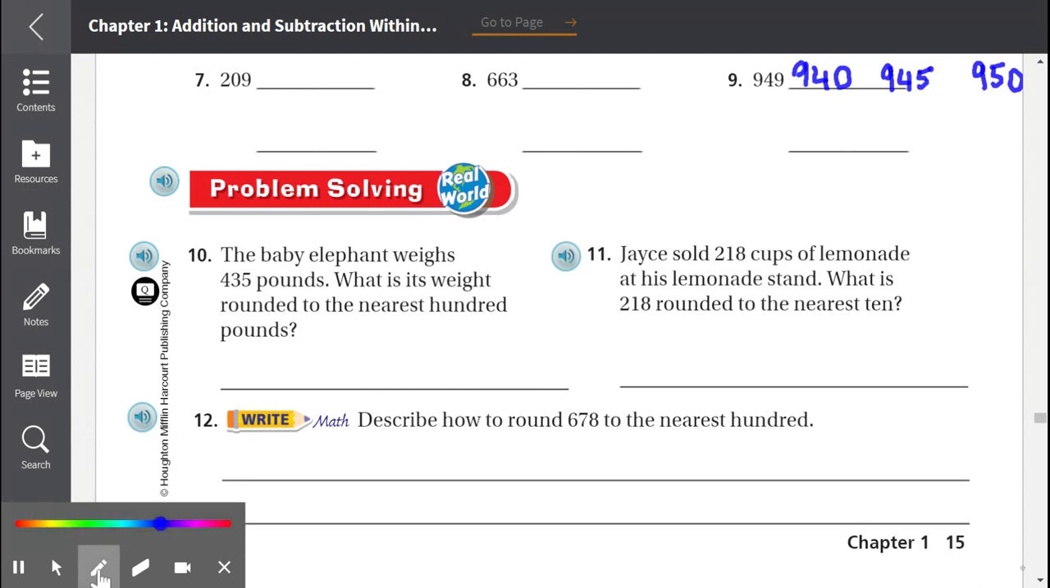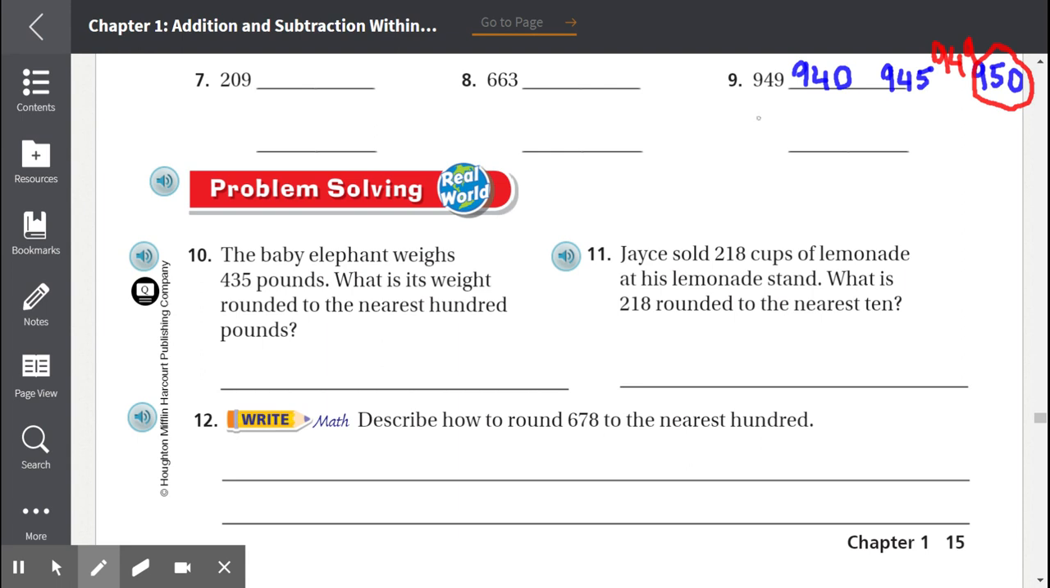Now let's see which one 949 is between. Is 949 going to be between 940 and 945? Or is 949 going to be between 945 and 950? That's right. It would be right here. So 949 would be right here, right before 950. So that means 949 rounded to the nearest 10 is 950. I circled our answer, 950.